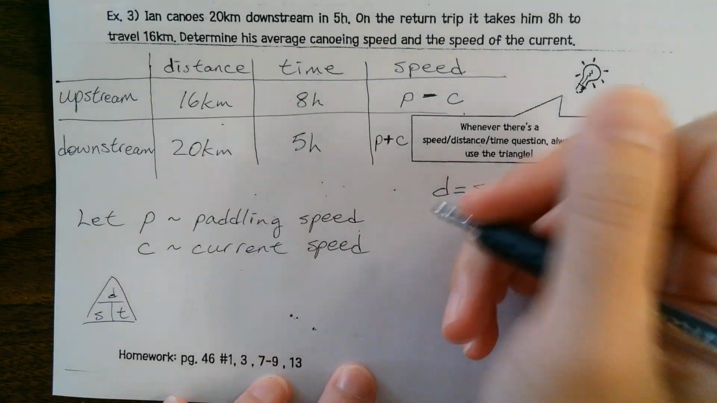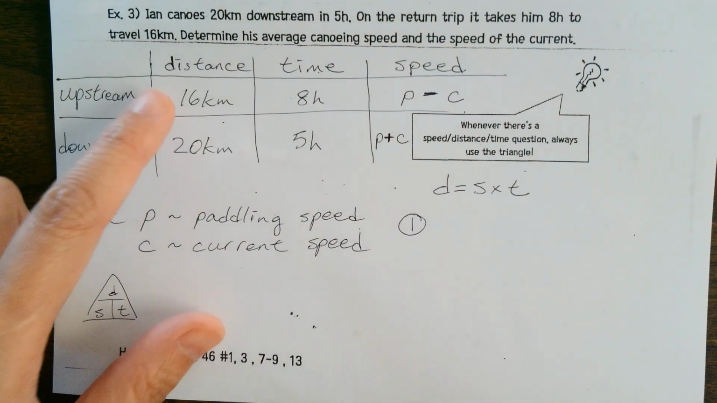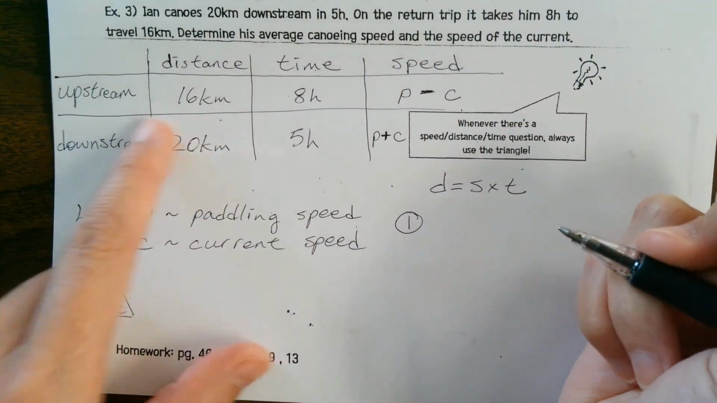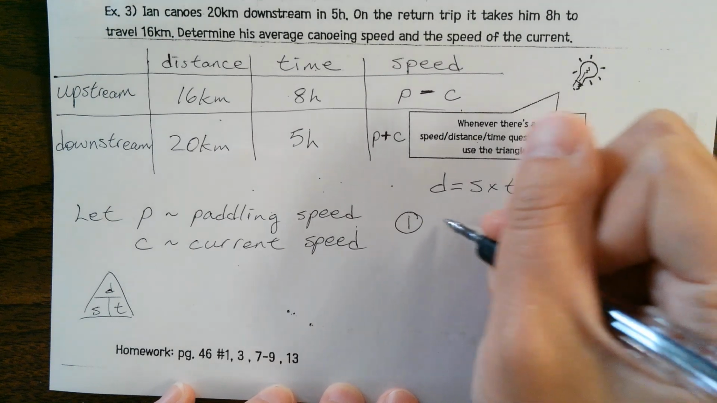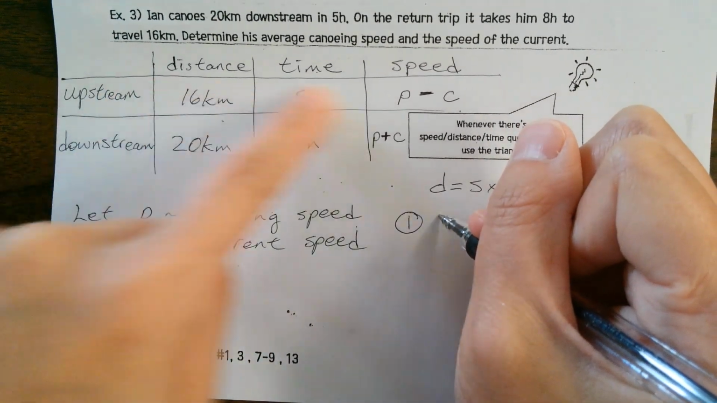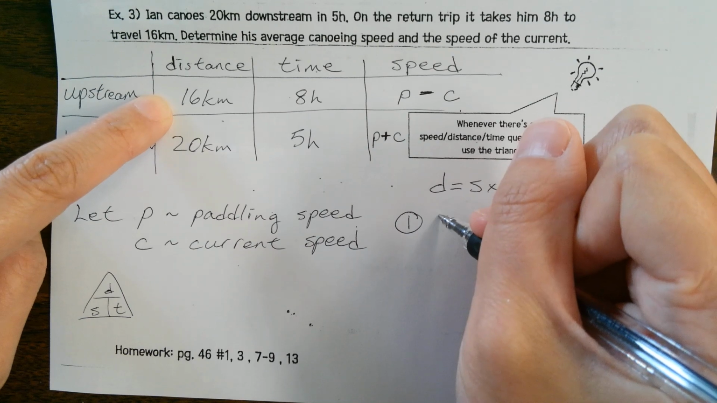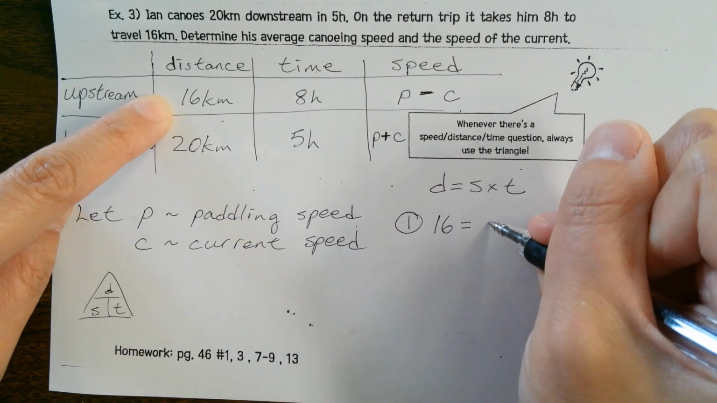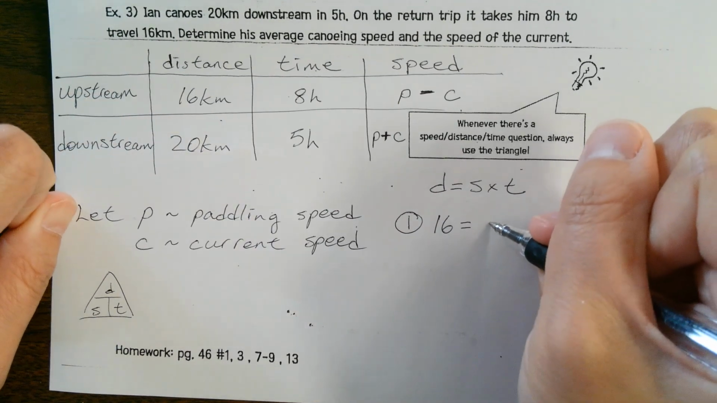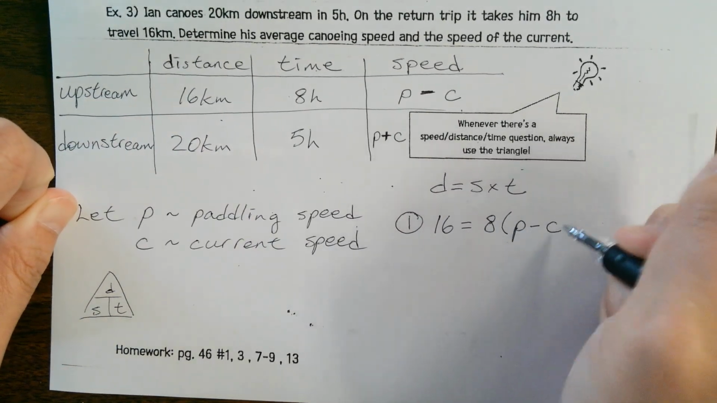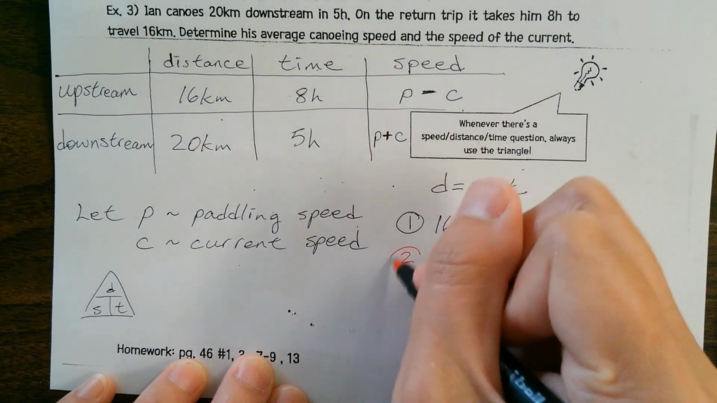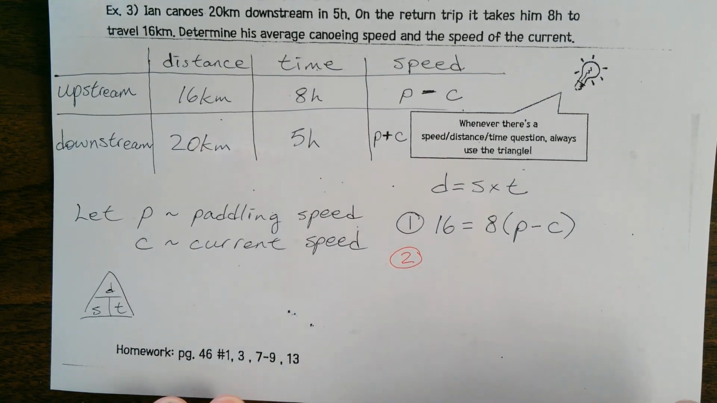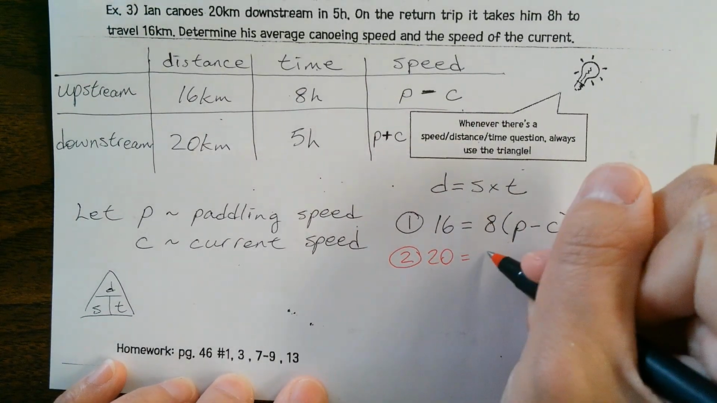Let's use this formula to build our first equation for upstream. How would you set this up if I know the formula now? Ryan? Let's do the first row first. 16 is equal to P minus C times 8. Yeah, perfect. I'm just going to rewrite it like this because we're used to seeing this format. Okay, and my second equation. Yep, 20 is equal to 5 times P plus C. Perfect.